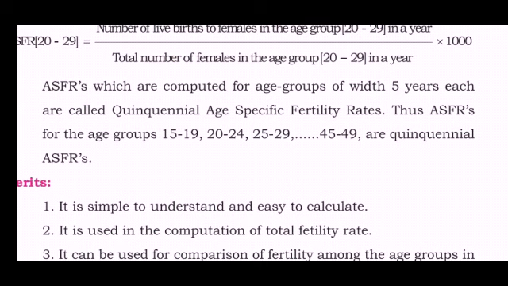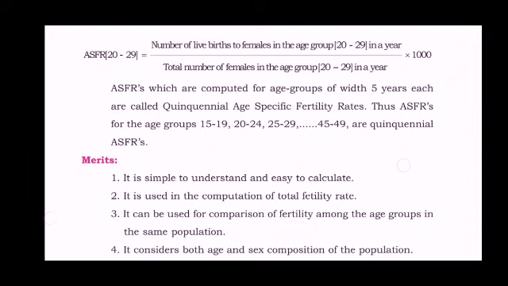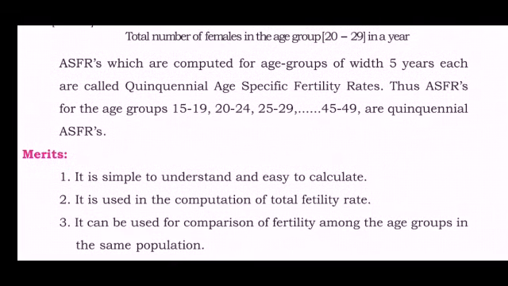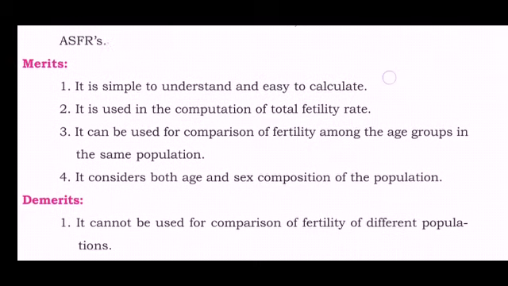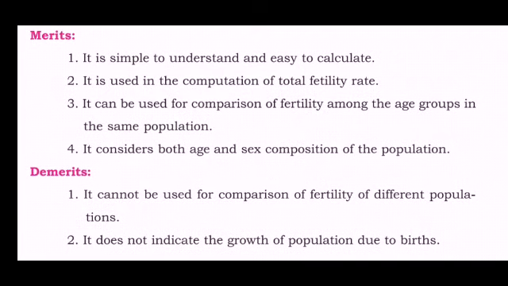So total 7 age groups we get, and these are called quinquennial ASFRs. If you calculate ASFR for each of these age groups, that is called quinquennial ASFR. And what are the merits? First merit is it is simple to understand and easy to calculate. As you know, live births of a particular age group and female population of that age group we take, there is not much difficulty in it, so it is easy to calculate.